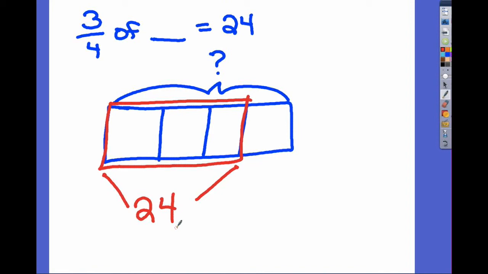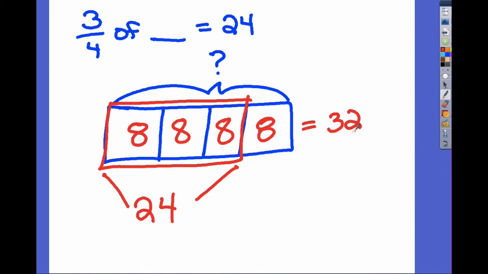Bryce, what do? 24 divided by 3, which would equal 8, because I'm dividing 24 into 3 parts. And if all these boxes equal 8, that means this one also equals 8. So now how do I find the answer then? Okay, 24 plus 8 would be 32, or you could do 8 times 4, which would give you the same.